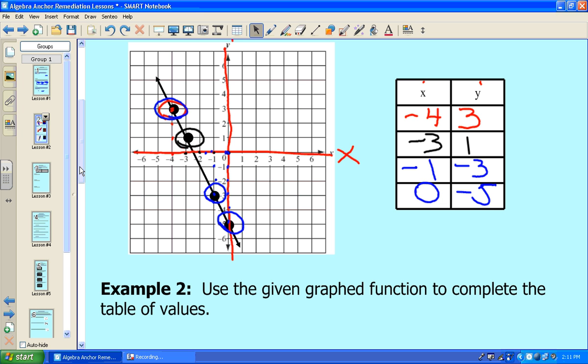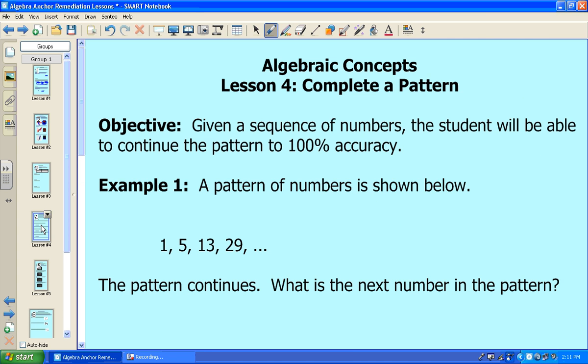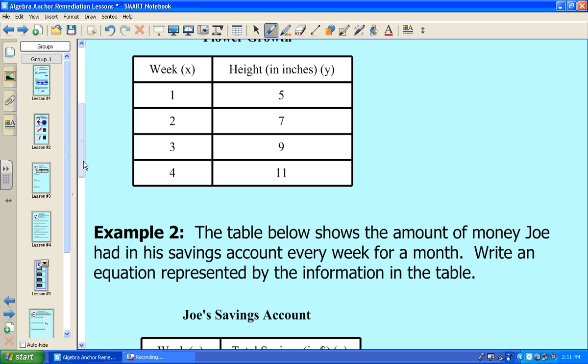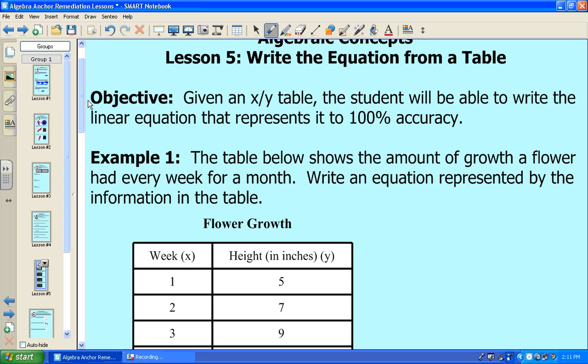What that means is, if I go back to lesson 2, I had given you a line. I gave you the graph, and what you created was the XY table. Instead, now what I'm giving you is just the XY table, and from that you have to create an equation, or a rule. And in this lesson, there are going to be word problems. So let's start with example 1.